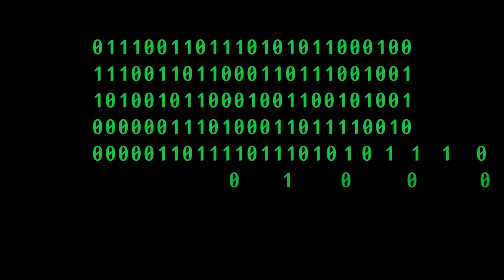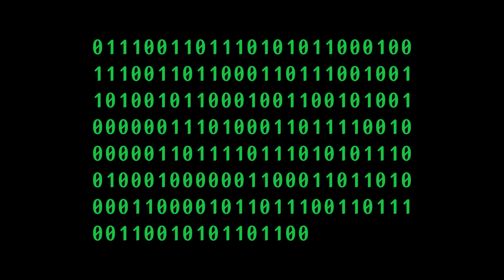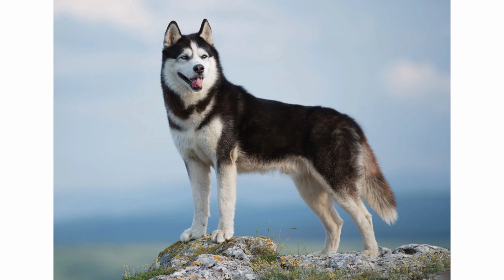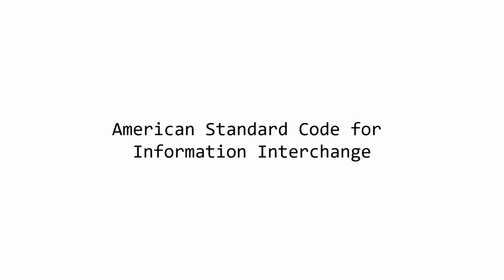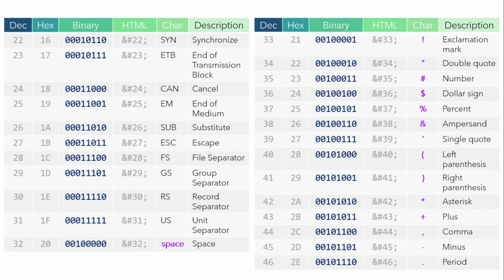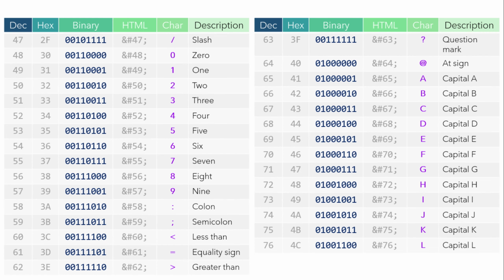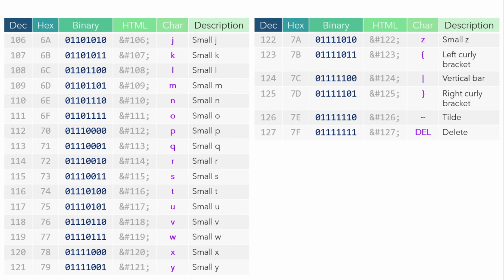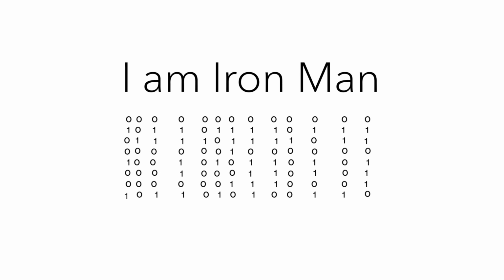So now that you understand how the binary system works, let's find out how a message like "I am Iron Man" can be written in binary. To turn a character into a binary sequence, we use ASCII, which stands for American Standard Code for Information Interchange. This is a table that can be used as a reference to turn any alphabets, numbers, or symbols into binary. So a message such as "I am Iron Man" can be written in binary like this.